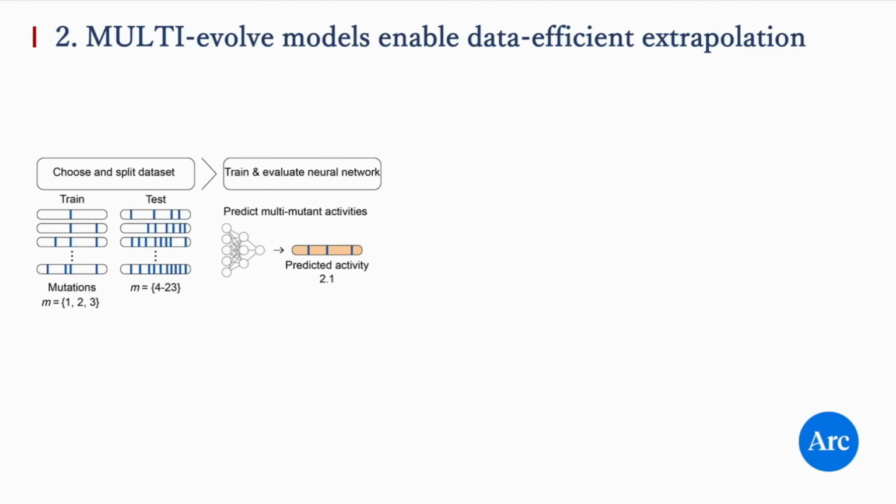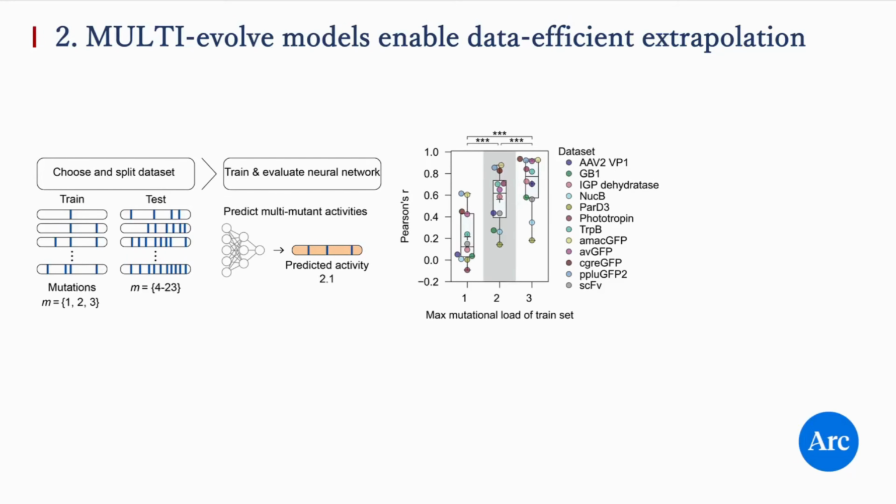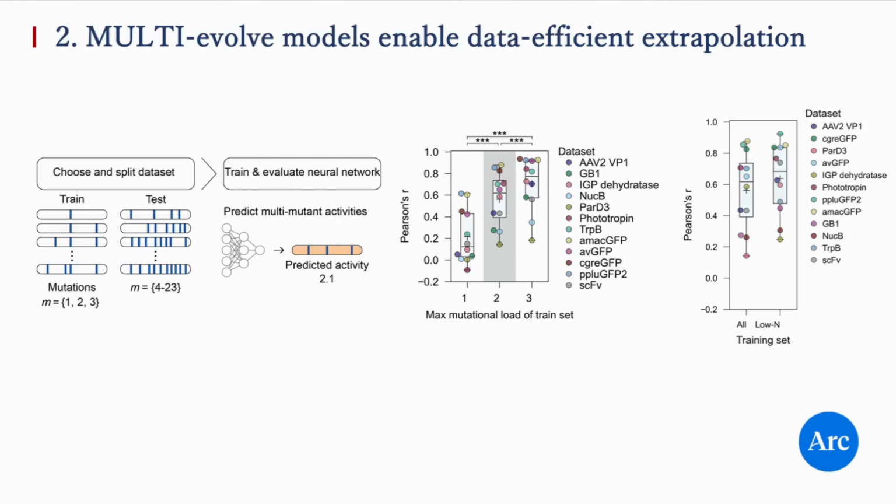And we found the incorporation of double mutants provided a significant boost in the predictive accuracy of these neural network models through informing the models on the second-order epistatic interactions. And we also found that this predictive capability was maintained in lower data regimes, which confirms we can use this approach of training on just single and double mutants for data-efficient extrapolation to the multi-mutants.